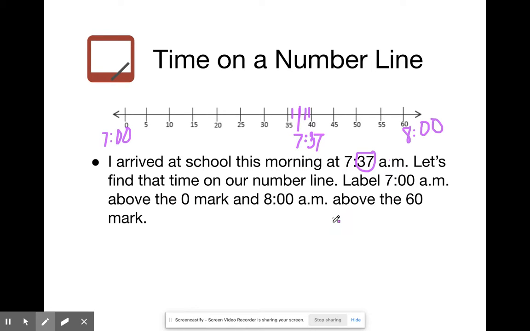7:37. All right, so that's how we use those minute hands to label a time that doesn't end in a 5 or doesn't end in a 0. We use those tick marks that are in between.